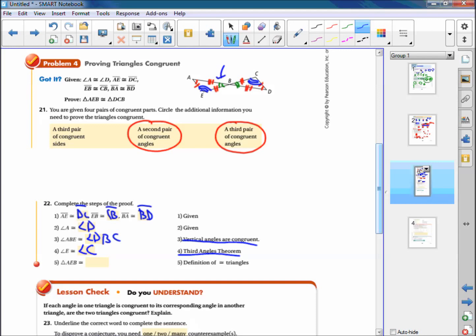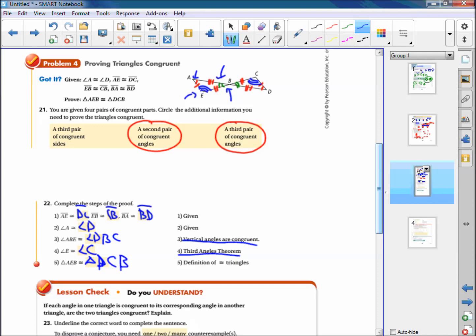So triangle AEB, that starts with the red angle, goes to the blue one, and then the green one, should be the same as triangle. Well, we have to start with the same angle, so we have to start with the red one, which was D, go to the blue one second, which is C, and finish with B. Okay, so triangle DCB. And that's by the definition of congruent triangles.